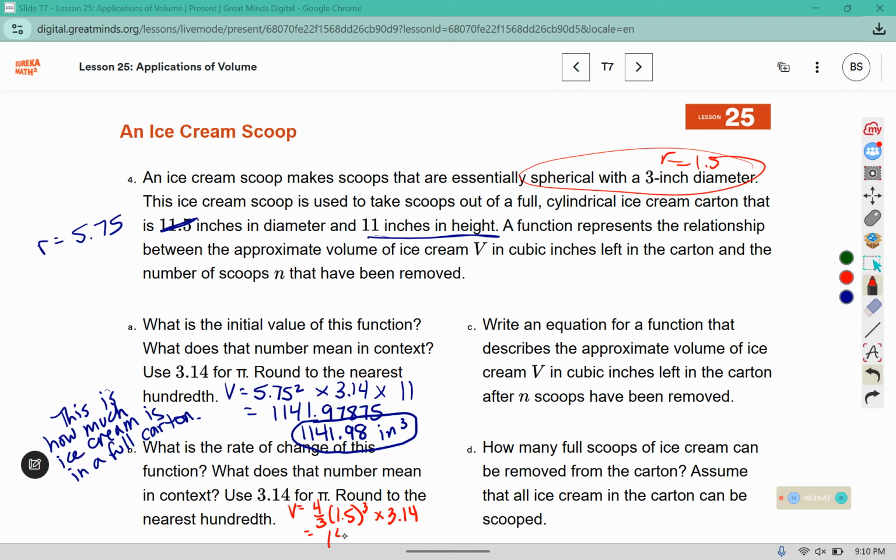This is 14.13. Now the rate of change, we're actually scooping ice cream out or removing it. So the rate would be negative 14.13 because we are removing it from the carton. I guess I should say this is the B value. And it represents the amount of ice cream removed with each scoop.